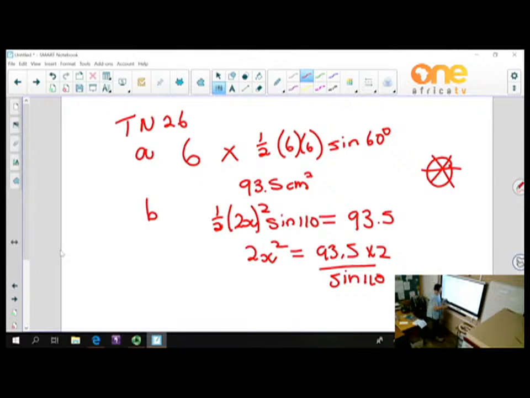So I got 49.59. And if we root it in there, it will be 7.04. 7.04 will then be there.